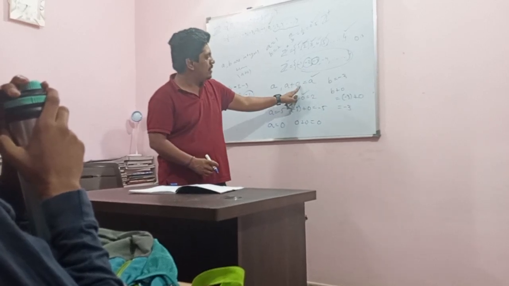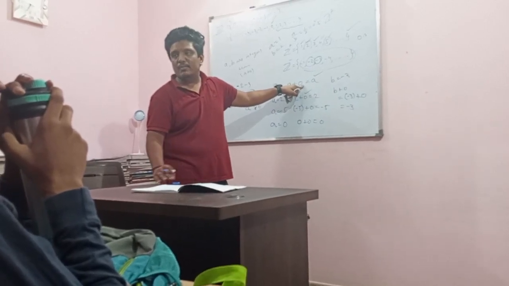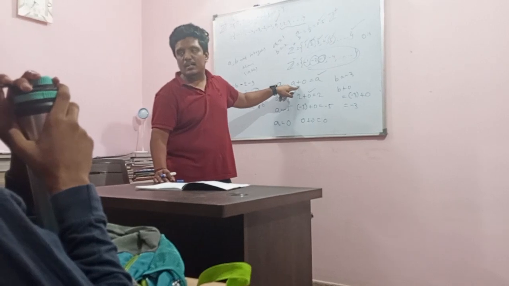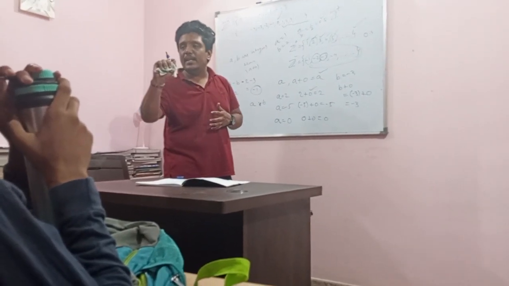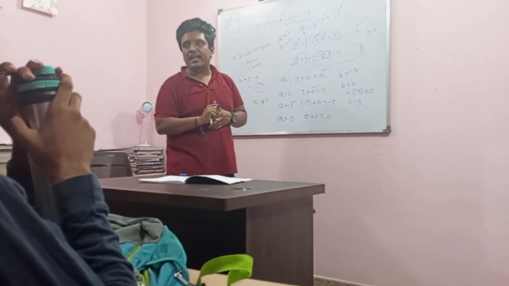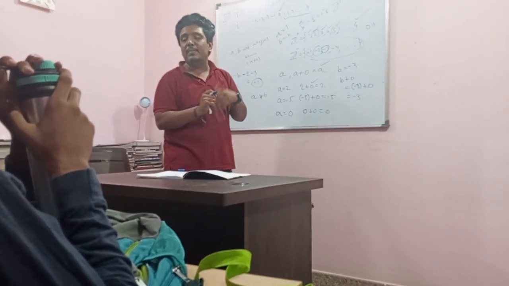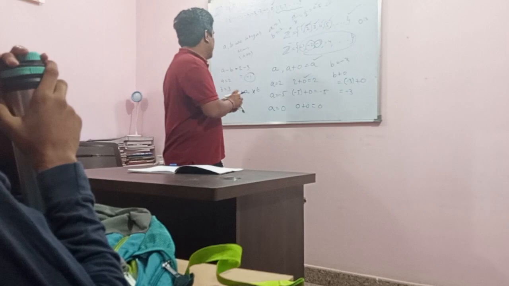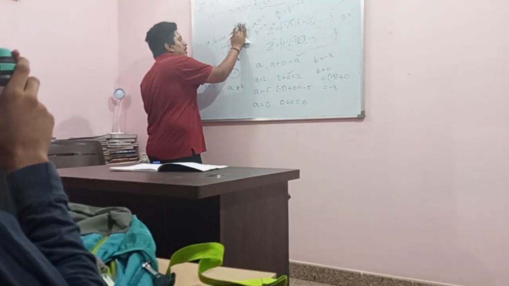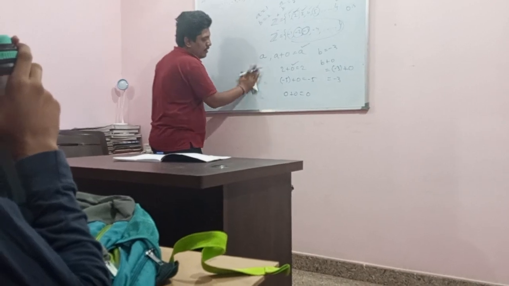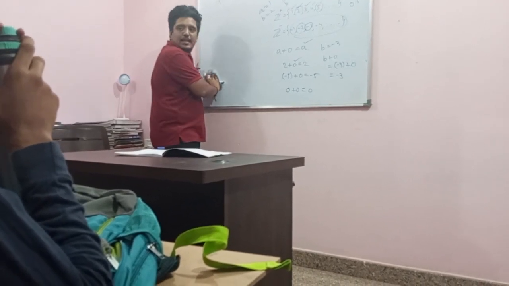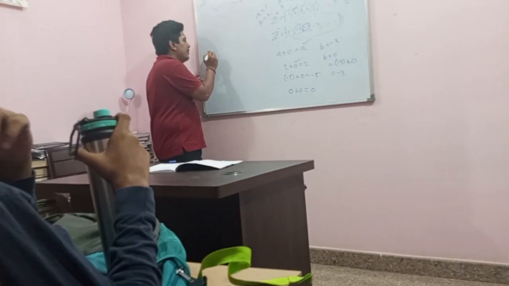Next, multiplicative identity. This 0 is the additive identity with respect to the addition operation. Similarly, we have what is called multiplicative identity, with respect to multiplication. Now tell me, which is the multiplicative identity? 1. Why? Because if we multiply 1 with any number, the number will be the same.